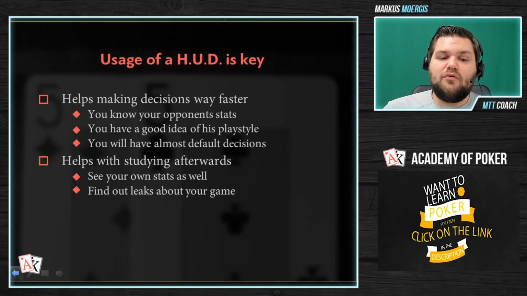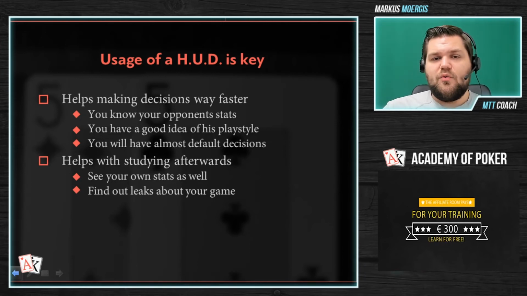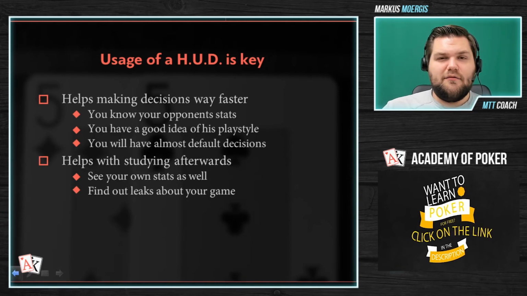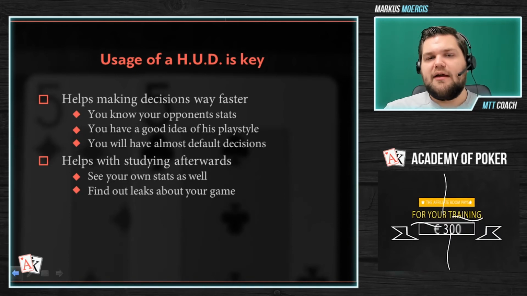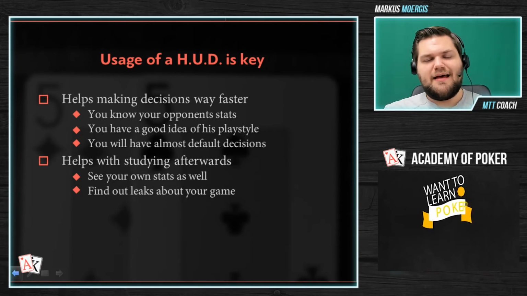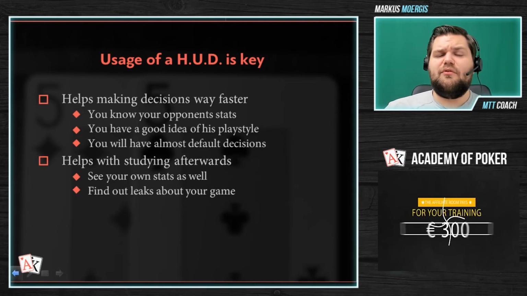So you can also see your own stats, which also helps because it shows you leaks in your game. So you have a bad c-bet percentage, you are too aggressive, you're not aggressive enough, you are folding too much to three bets and stuff like that. And that's also going to improve your game because then you can have a look at those hands when you see, oh, I open raise this and this, but I fold versus that and that, and that I shouldn't do that. I should be calling or maybe four bet bluffing and stuff like that, which just helps you so much to improve your game.